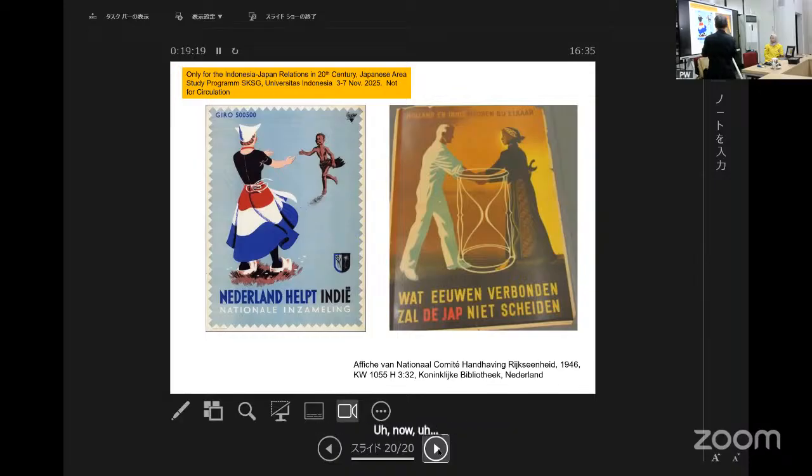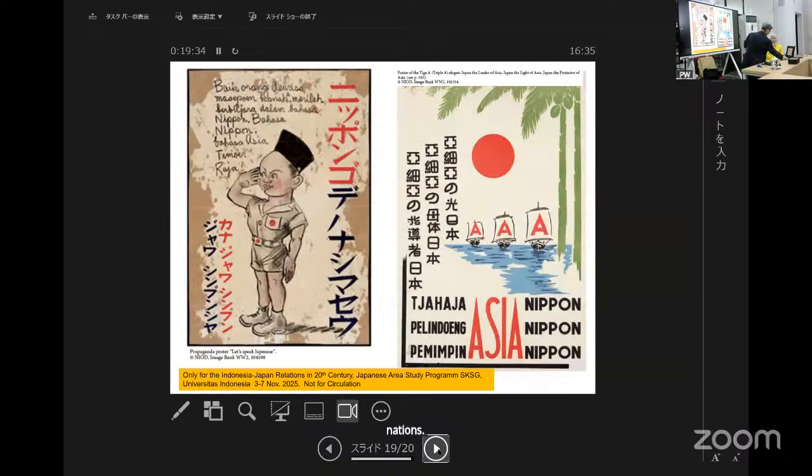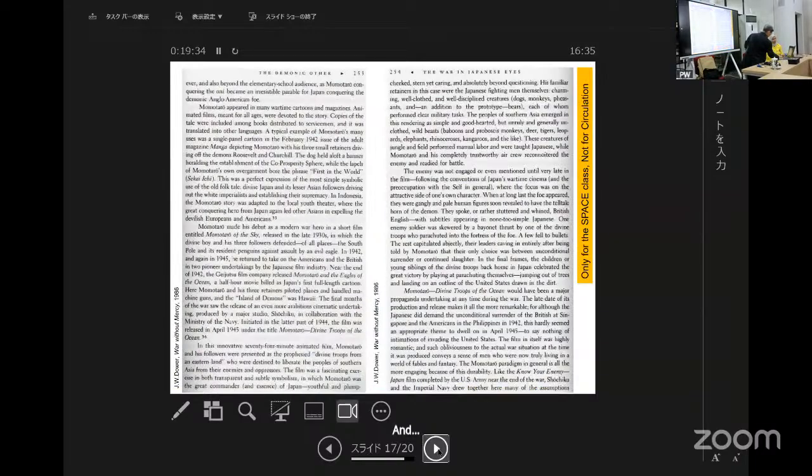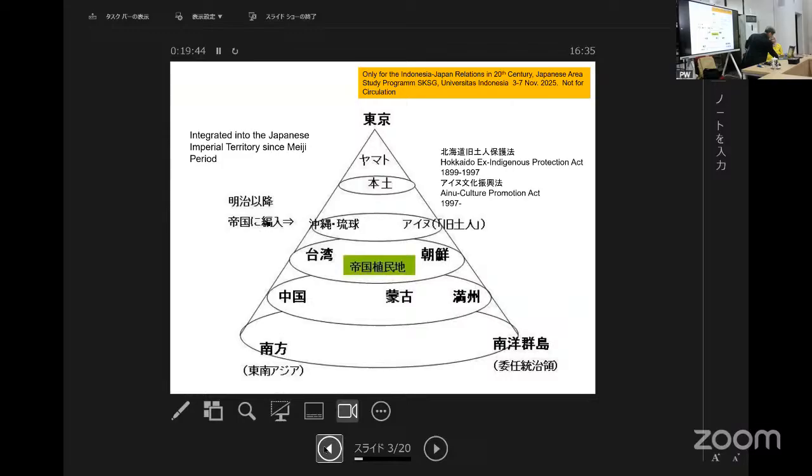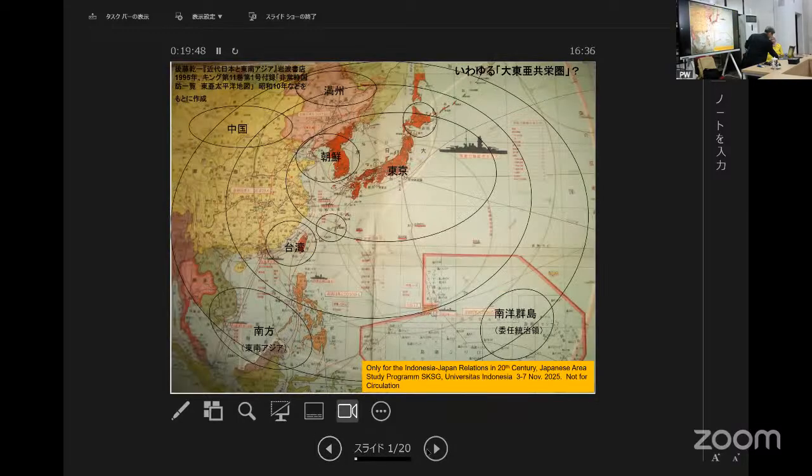Now I'm trying to do research on such stereotype images of other nations. And sorry, this is my broader expansion of the image, how the Japanese tried to expand overseas.